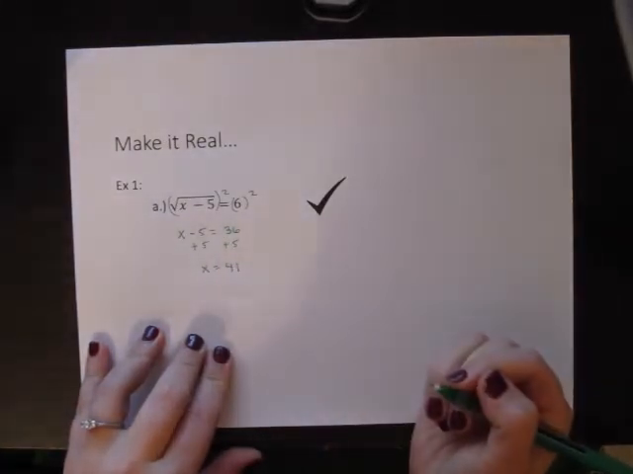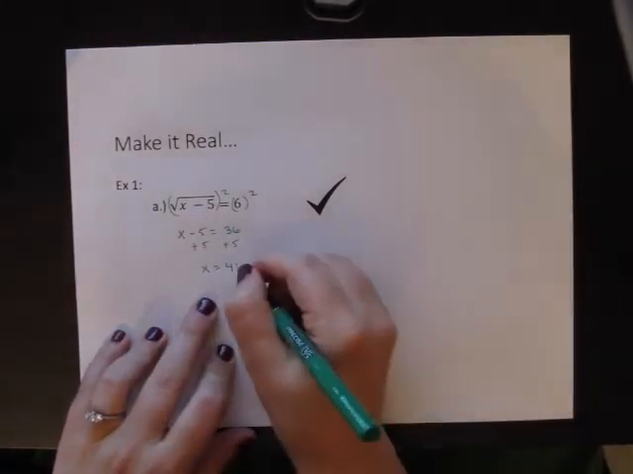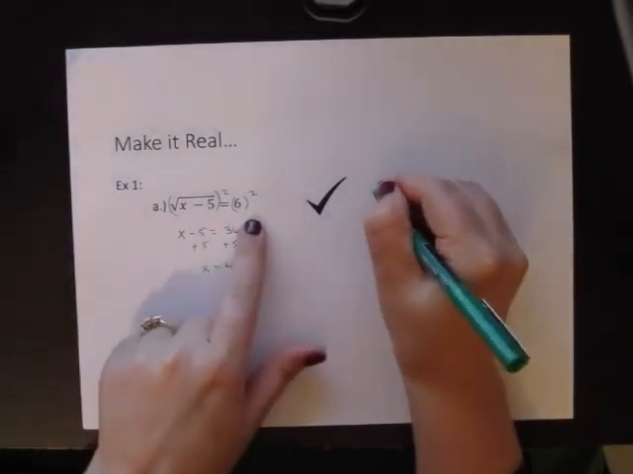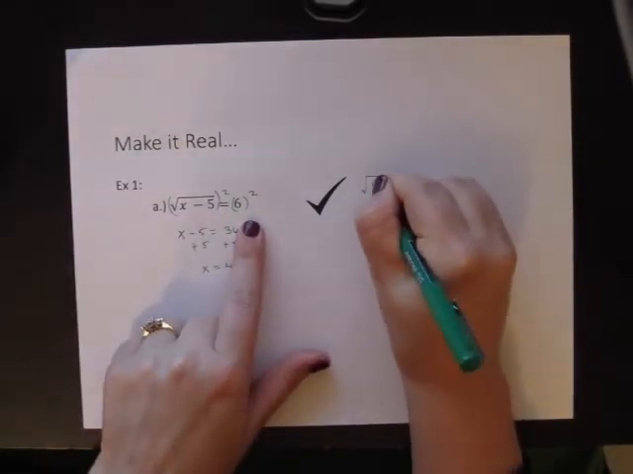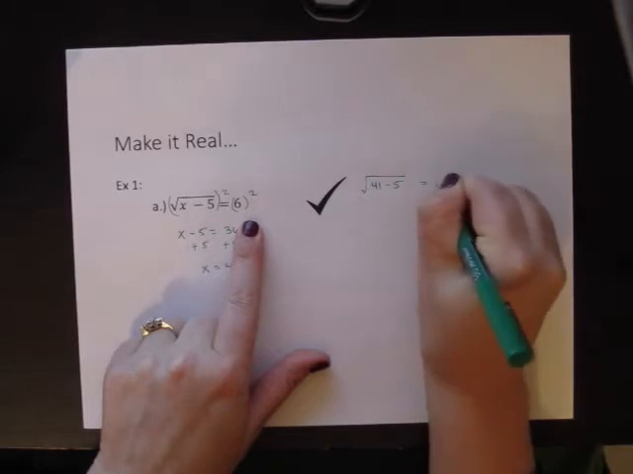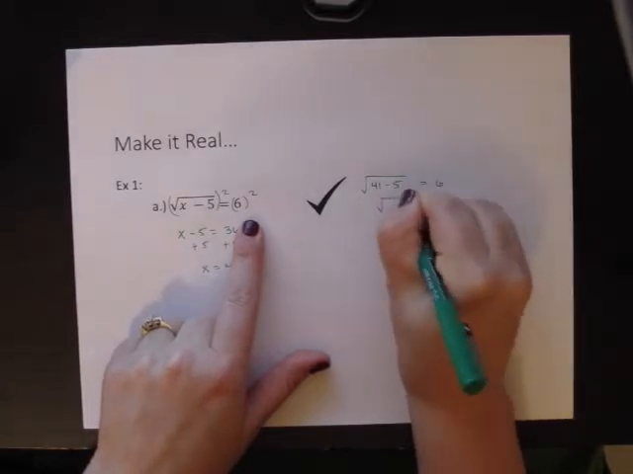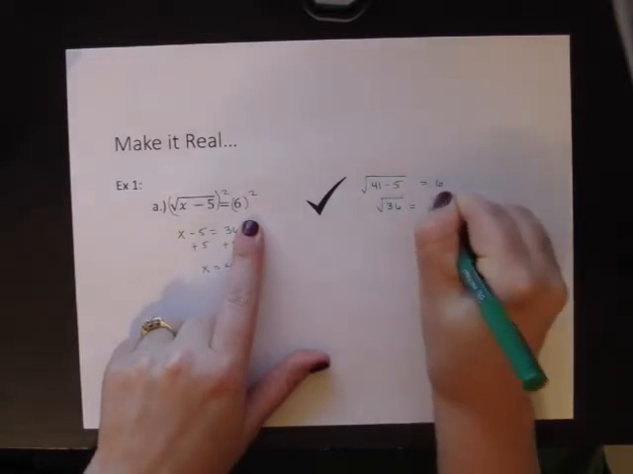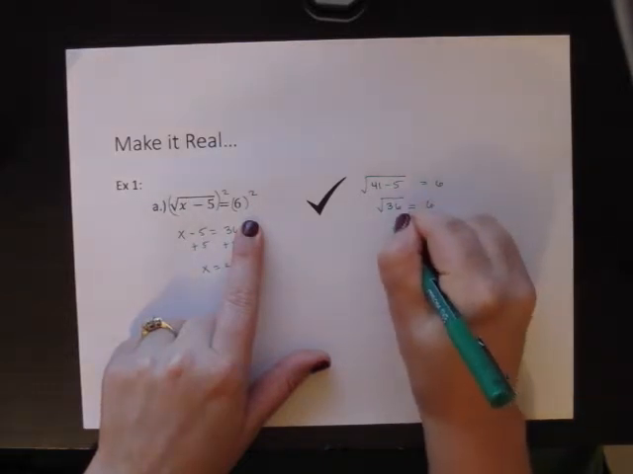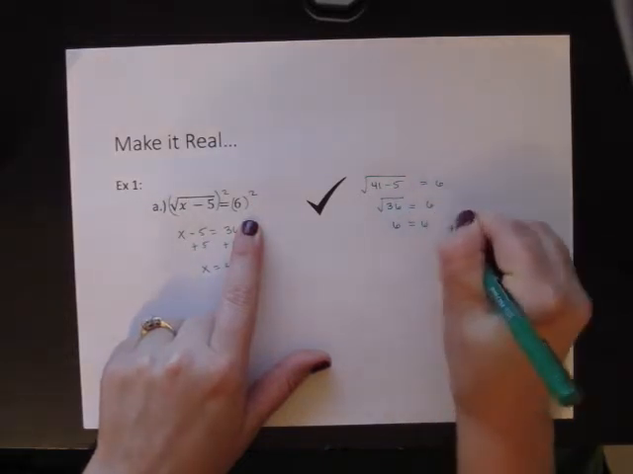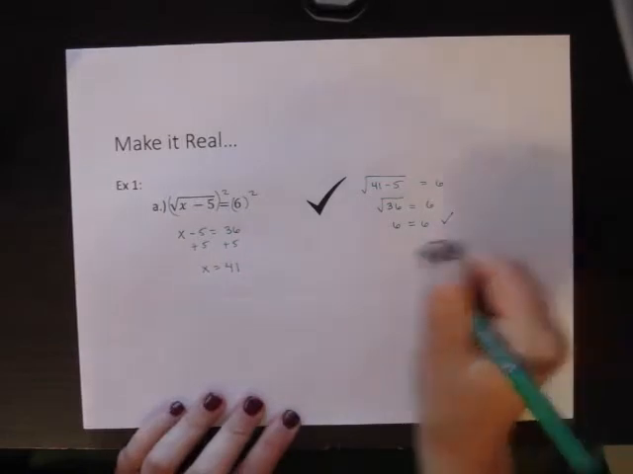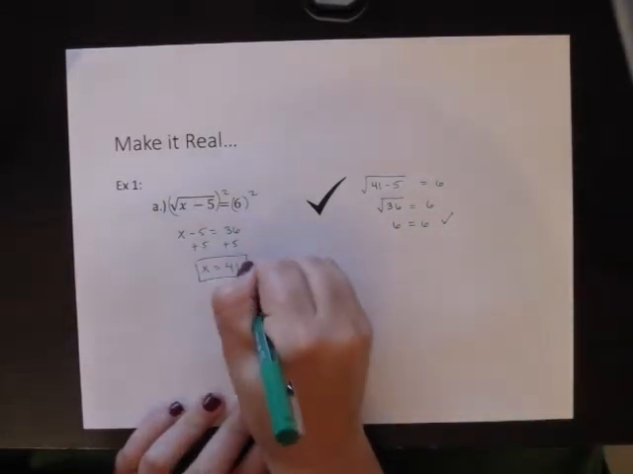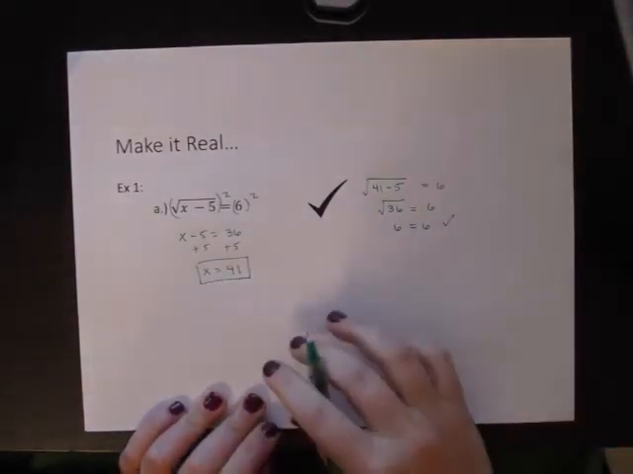The last thing I have to do is check my answer. So I have to plug this into my original problem. I come back up here and go the square root of 41 minus 5 equals 6. 41 minus 5 is the square root of 36 equals 6, and the square root of 36 is 6, so 6 equals 6. Those are the same numbers, so that means this answer is 100% correct.